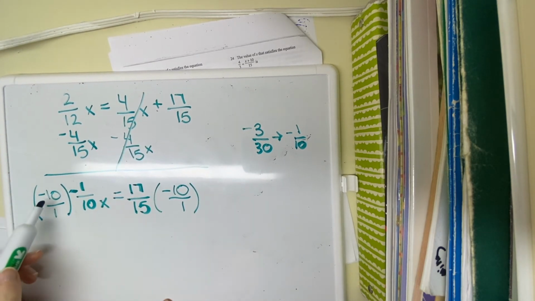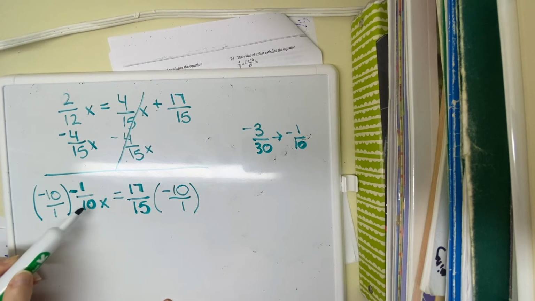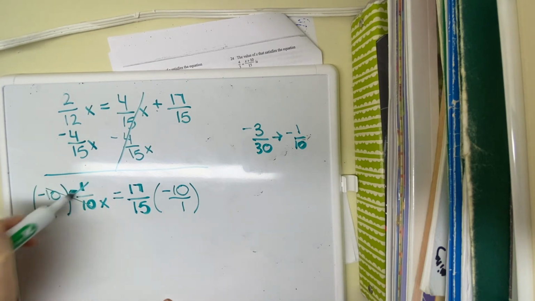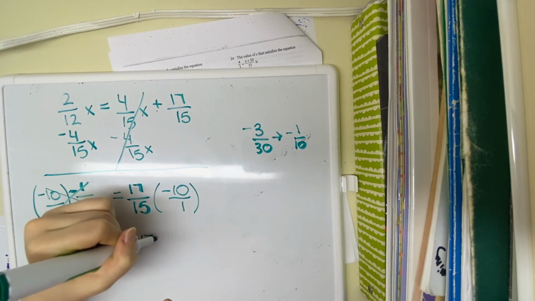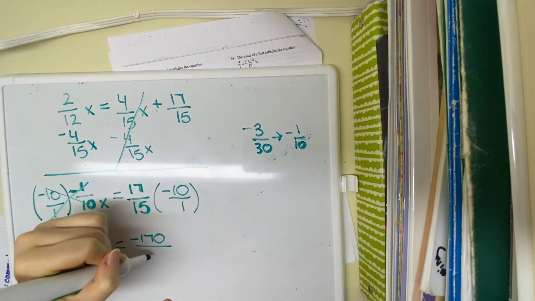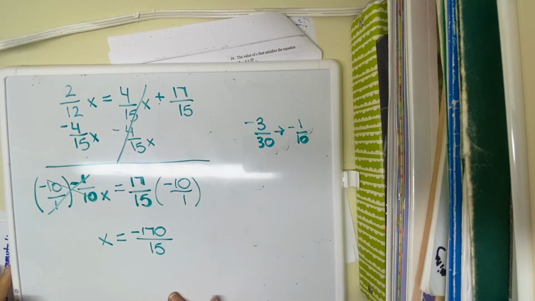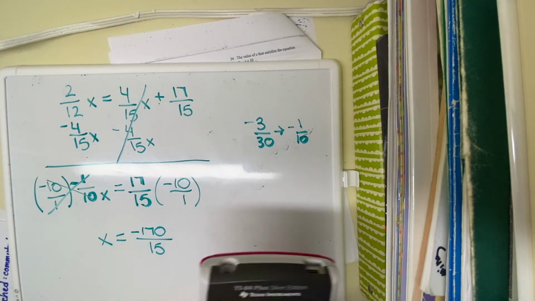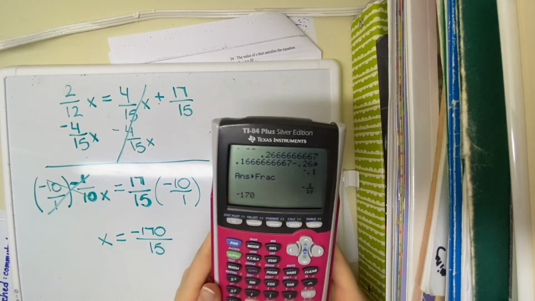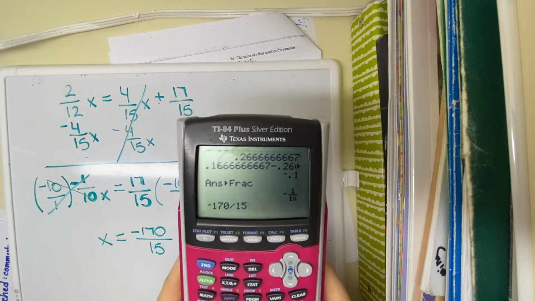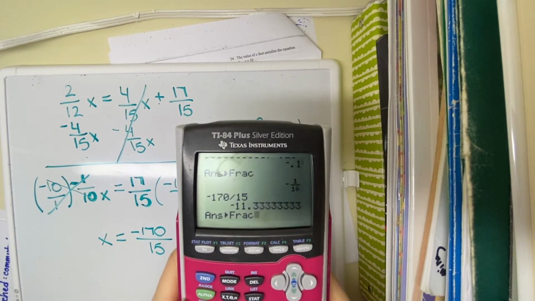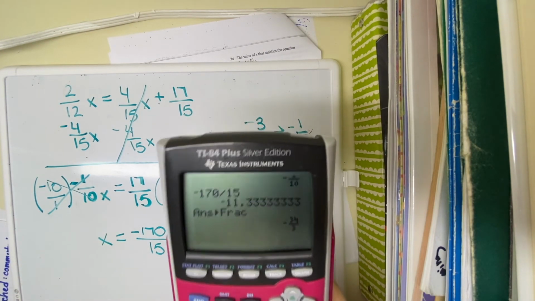So -10 times -1/10 cancels out. So these are going to cancel out. 17 times -10, -170/15. So that would be what x equals. And I'm just going to check to see if that has a simplified fraction. So -170 divided by 15. Math fraction, -34/3.